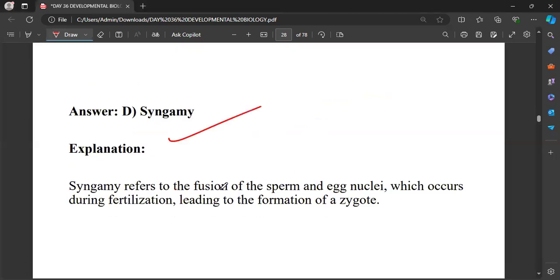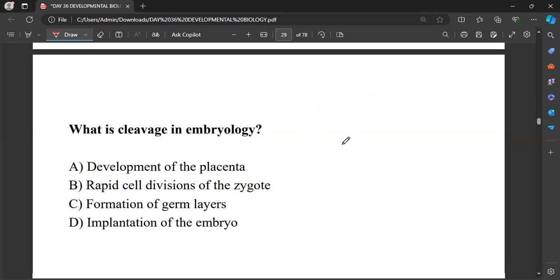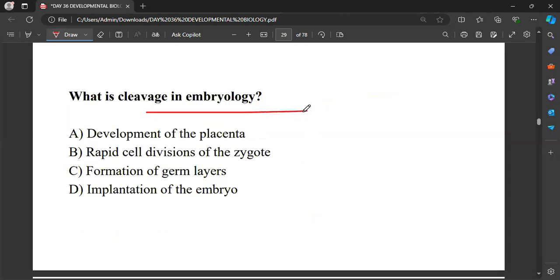That is syngamy. It refers to the fusion of sperm and egg nuclei, which occurs during fertilization, during the formation of the zygote. Very good. Now, what is cleavage in embryology?